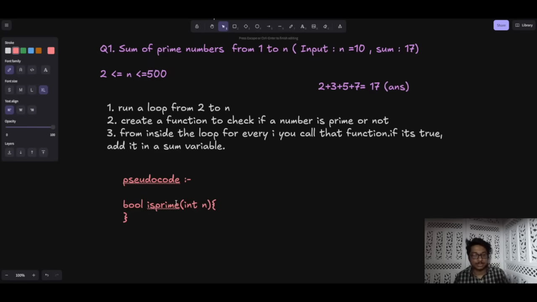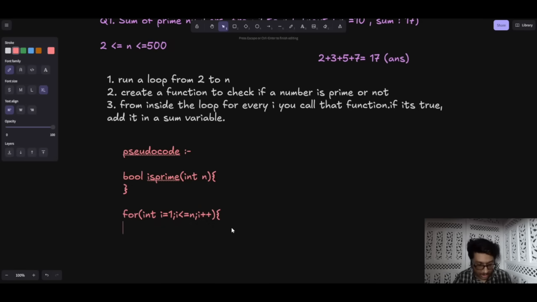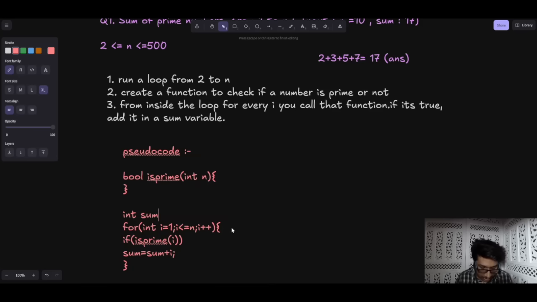And what you essentially have to do is run a loop from i equal to 1 to whatever, i less than equal to n, i plus plus, and you will have to call this function, right? So if isPrime of i is true, then do sum equal to sum plus i. Of course you have to initialize int sum equal to 0 at the beginning. So this is what you have to do.